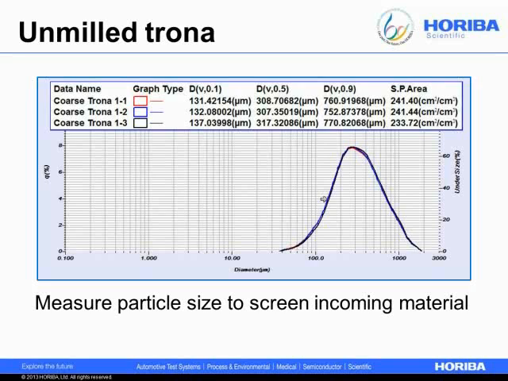So why would you want to measure the size? You would want to measure the size because if you're buying the Trona from a supplier, and they say that the median size, the D50 size, should be less than, let's say 350 microns, you may want to screen the incoming material just to make sure that what you're getting is what you think you're getting.